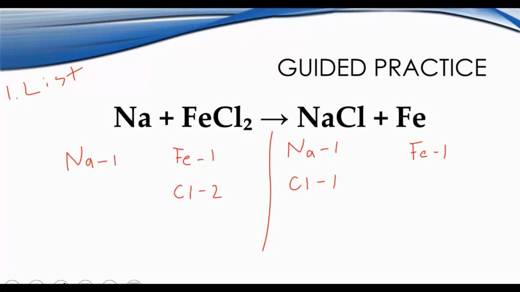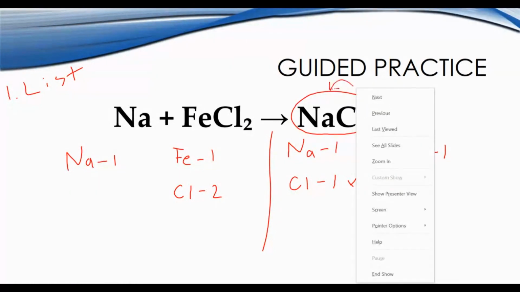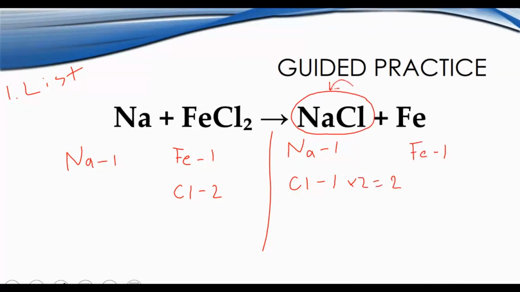So if I started with 2, I should end with 2. So what number can I multiply 1 by to get 2? Hopefully we can do that quickly in our heads, and that answer would be 2. But remember, because the sodium and the chlorine are together in the same compound, what you do to chlorine affects the sodium. So we need to make sure that we are also multiplying that sodium by 2, because they're part of the same compound.